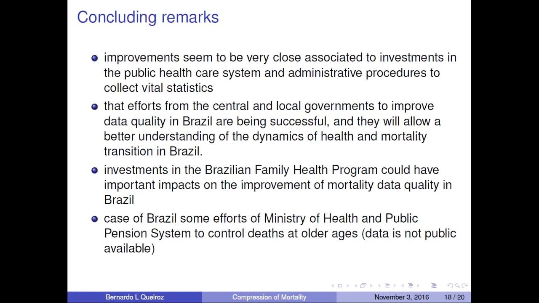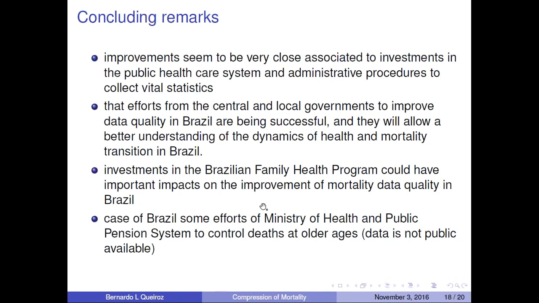Improvements seem to be closely associated with investments in public health, the public healthcare system, and administrative procedures to collect vital statistics. So there are huge efforts from the central and local government to collect data and improve data quality in Brazil. One example that is always cited is the Brazilian Family Health Program. That is a local health program, and each municipality has one or more family health teams that have more control of the people living there, and this also helps the quality of the information.